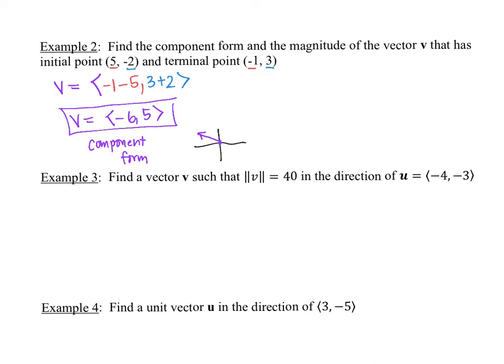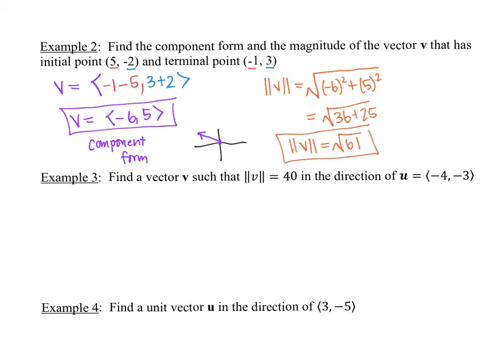Okay, now I want to find the magnitude of this vector. Remember, I denote magnitude using the double bars. Okay, and magnitude, if it's in component form, I can just square each component and then square root the result. Okay, the magnitude of v is the square root of 61, and that's telling me that the exact distance of this directed line segment is exactly the square root of 61.